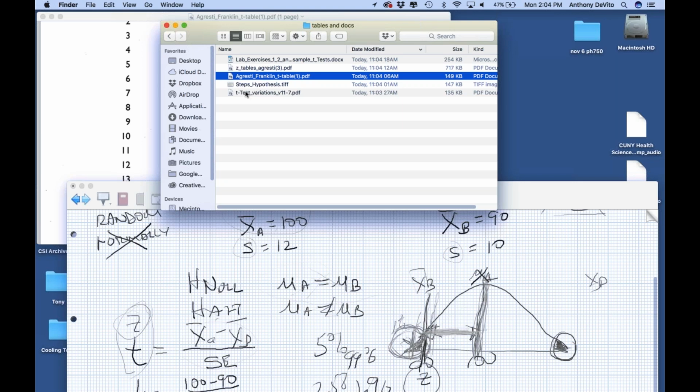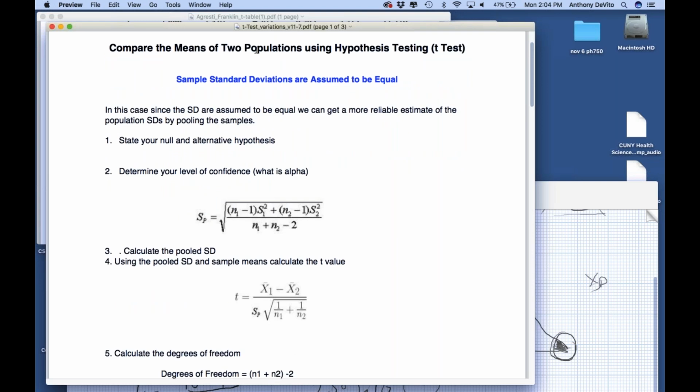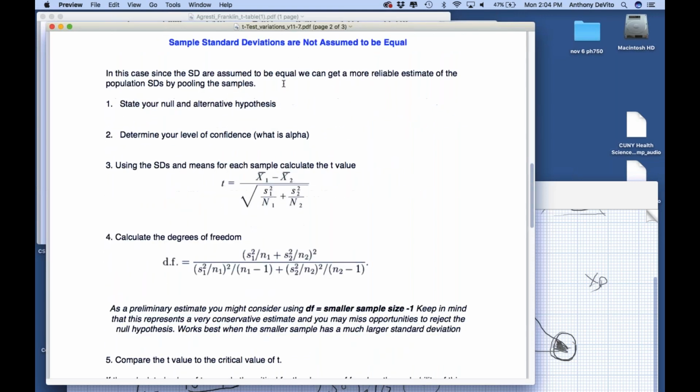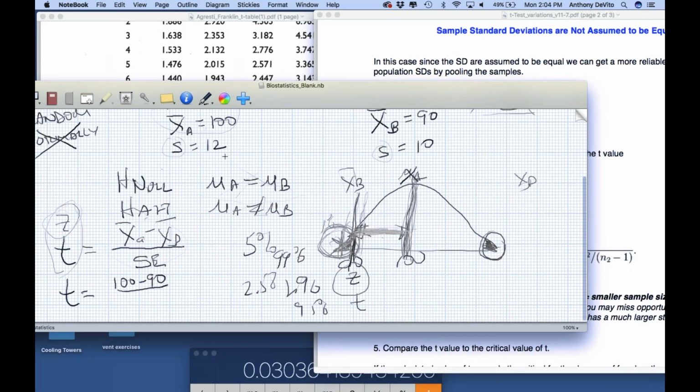Okay, so under this document, T-test Variations. When we compare the means of two populations, there are a couple of things that might happen. One is that the standard deviations of the two groups are equal, or the standard deviations are not equal. So what can we use as equal or not equal? The standard deviation here is 12 and the standard deviation here is 10. They're never going to be exactly the same. Is that close enough for me to say that it's equal? What do you think? They're pretty close, right?